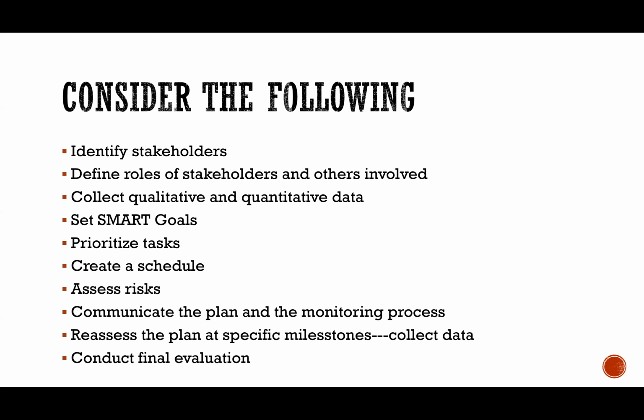Last but not least, conduct final evaluation. Usually, this happens at the end of the academic year in order for us to say, this is where we are right now. This is how far we could take the school community. Now let's sit and come up with the school improvement plan for the coming academic year.